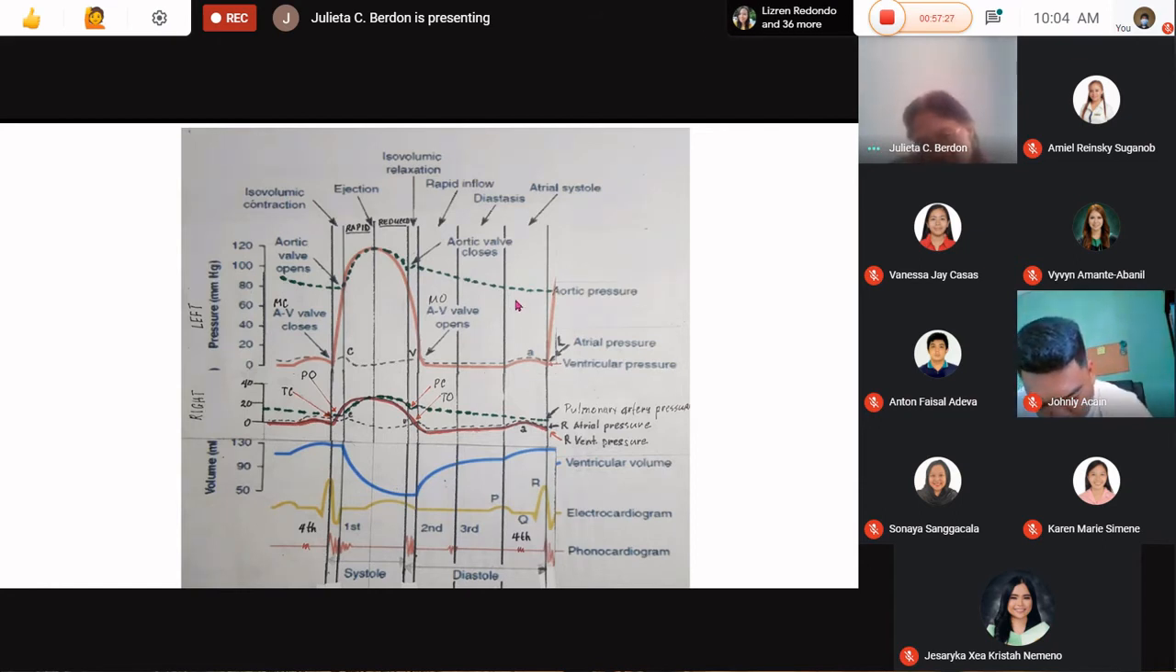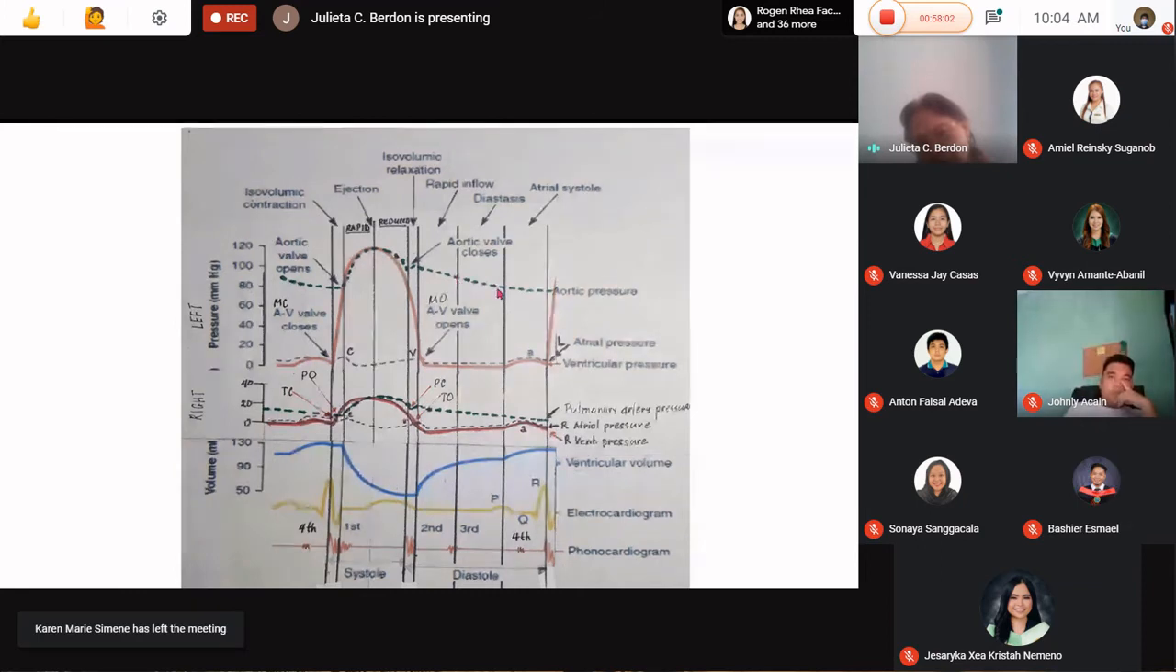So, blood coming from the pulmonary veins enter the left atrium, then to the ventricle. Okay, and look at the volume of the ventricle. Okay, there is still an additional amount that is placed into the ventricle. Then, aortic pressure is continuing to decrease because flow to the periphery is continuing. Okay, and the pressure, of course, is decreasing.